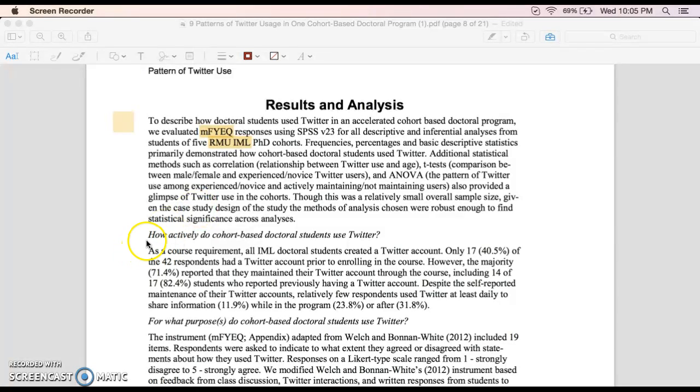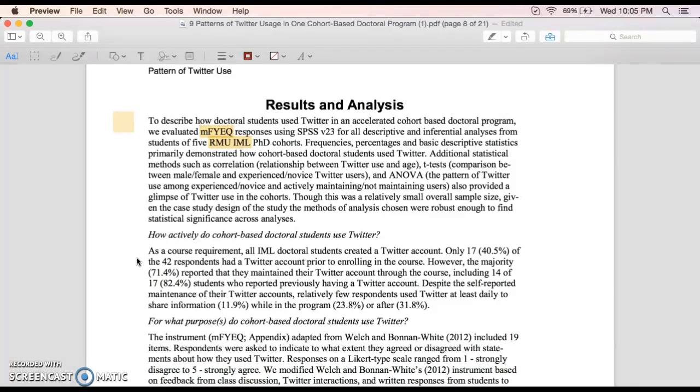This is the first hypothesis that they addressed. Here, they just talk a little bit about the percentages of the makeup of the group that was the subjects of the group. They talk about the percentage of students who are the respondents that initially had Twitter before enrolling in the course, the number of students who maintain their Twitter account through the course.